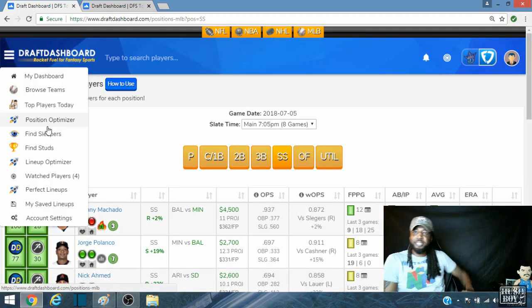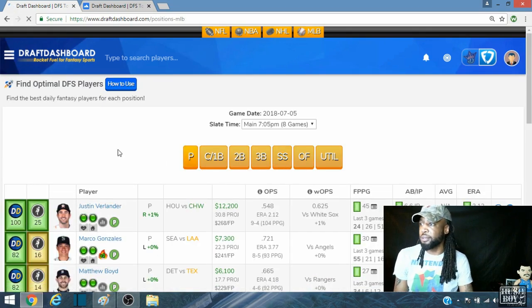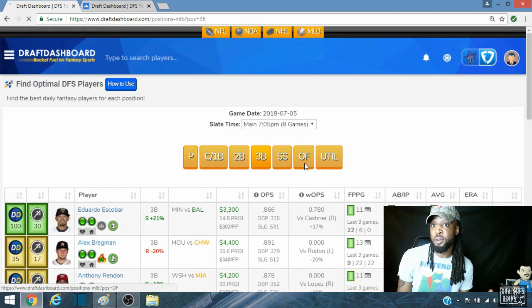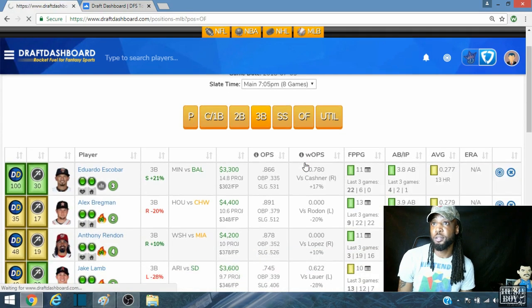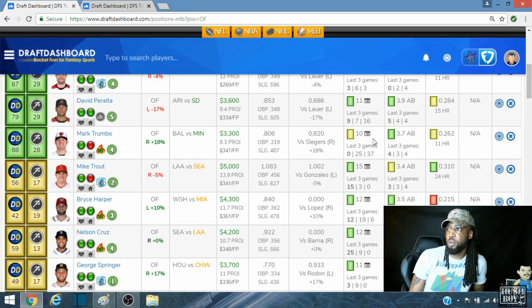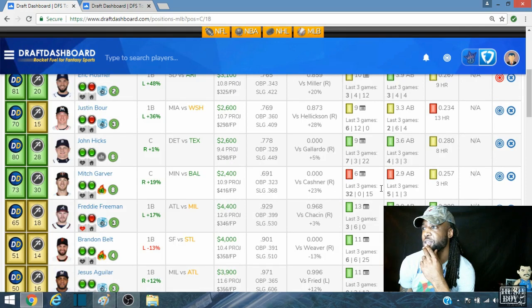The next button is the position optimizer button. Right here you can break down each position. We still need some outfielders. So let's go to some outfielders. See Trumbo, he's a good pick. He has a draft rank of 88. We're gonna ride with him. We're gonna add Mitch to the squad. Put him on the watch list.